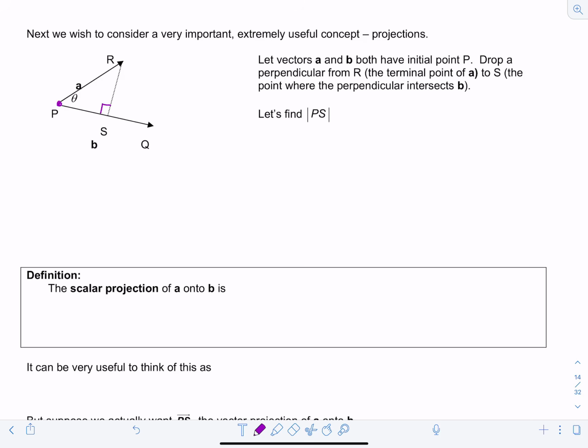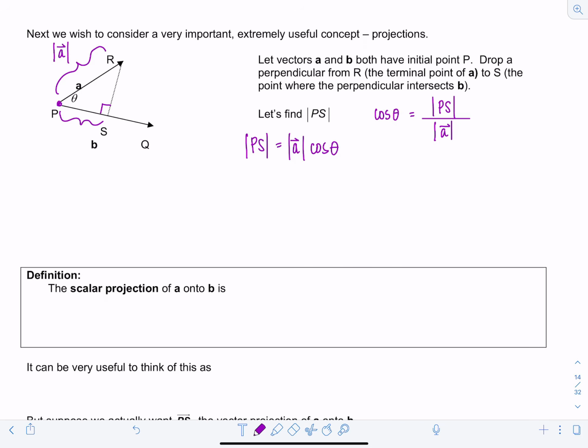Well, in order to do that, I'm just going to use my right triangle trigonometry. I know that cosine of alpha is going to be the ratio of the adjacent side over the hypotenuse. Well, the adjacent side of this triangle is the magnitude or the length of that side, PS, over the hypotenuse, which is vector A. Its length is going to be the magnitude of vector A. So that means the length of PS is equal to the magnitude of A cosine theta.